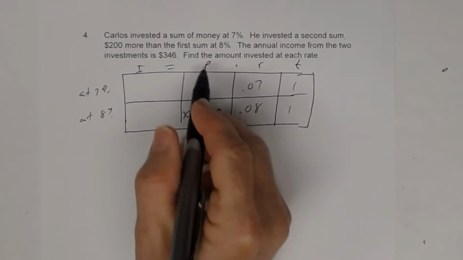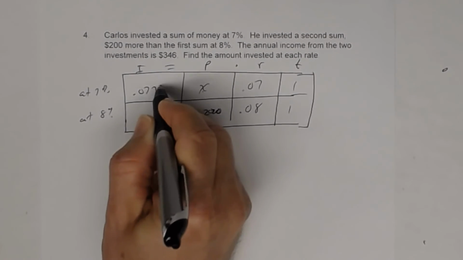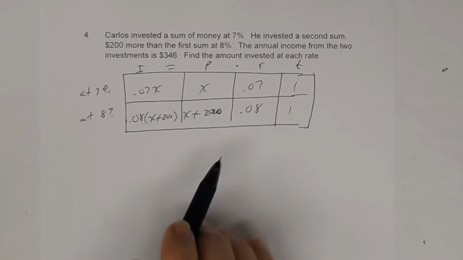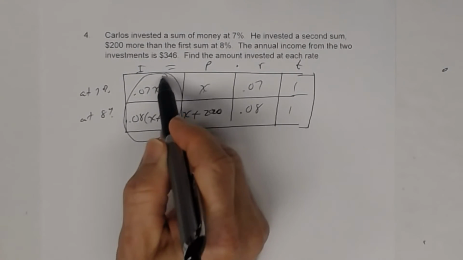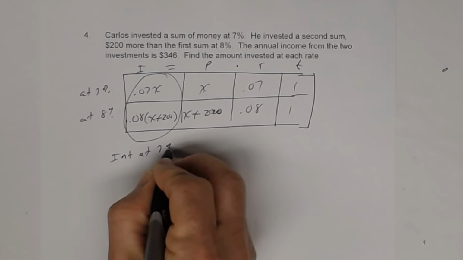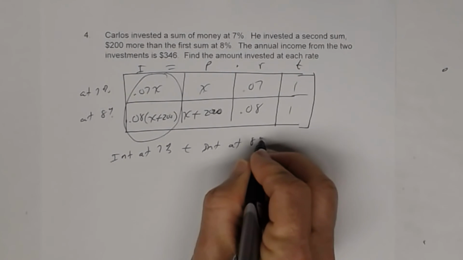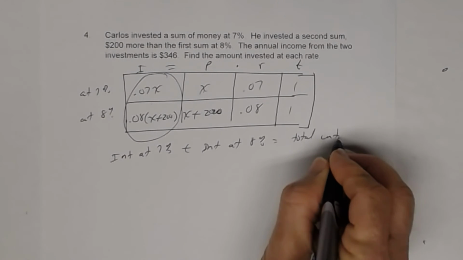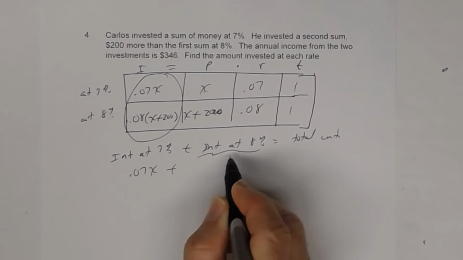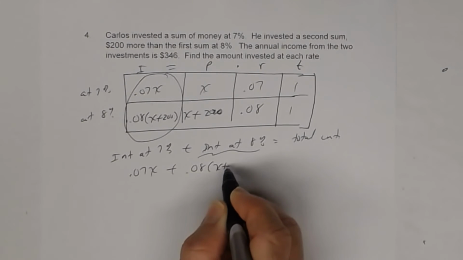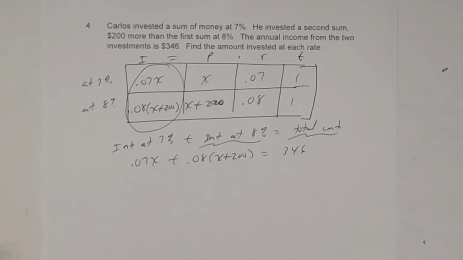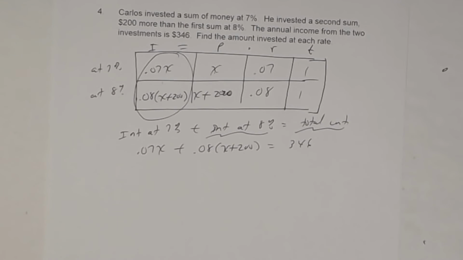All right, and so now we're going to fill in the interest part. So interest, remember, is equal to the principal times rate times time. So that's 0.07x. And this is 0.08 times x plus 200. And you're told, remember, the annual income from these two investments. So this plus this, so the interest at 7% plus the interest at 8% is going to equal the total interest, right? So the interest at 7% is 0.07x. The interest at 8% is 0.08 times x plus 200. And that's going to equal the total interest, which you're told is $346.